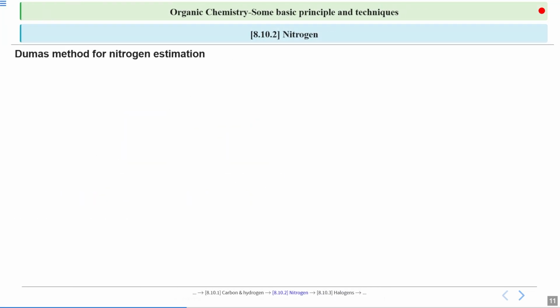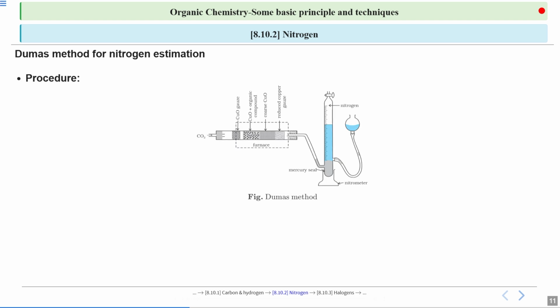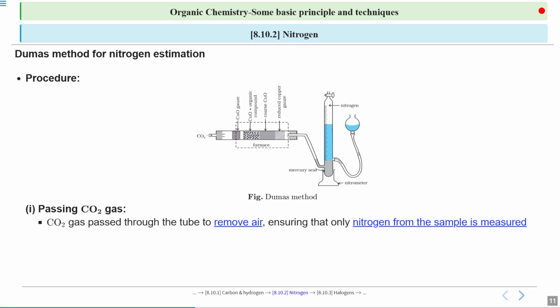Now moving on further, what is the procedure? So let us start by looking at the overall procedure for the Dumas method. Now, this was the diagram and we have already dealt with the packing of the tube. Starting with the first part, which is passing CO2 gas. By flushing the tube with carbon dioxide, we make sure that all the air and especially atmospheric nitrogen is pushed out. So this way, when we later measure the nitrogen gas produced, we know that it is coming from the organic compound we are testing and not from the surrounding environment.